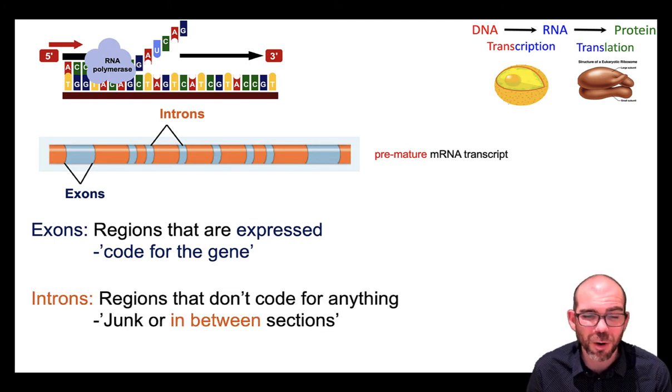Introns, on the other hand, are regions that don't code for any protein. Oftentimes they're called junk DNA. These are the in-between sections that we don't want. If we were to read this mRNA as written, it would have information in the exons followed by gibberish in the introns. So, problem is, we need to cut those introns out.